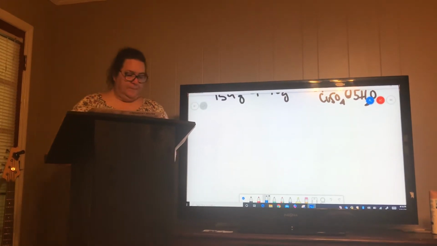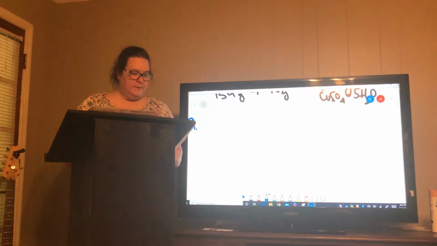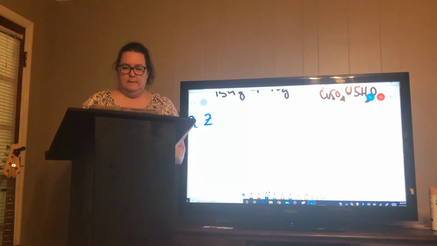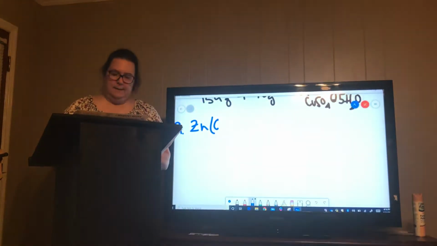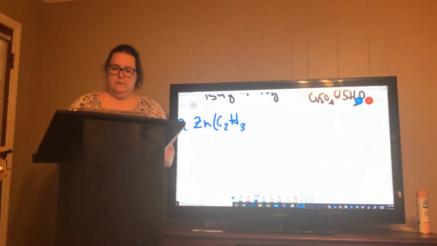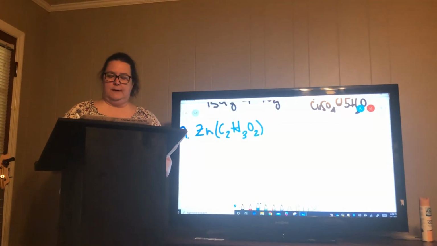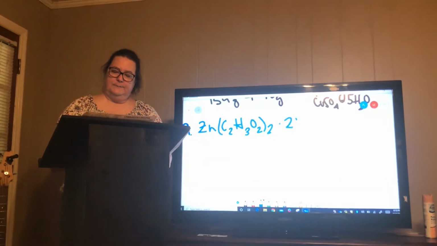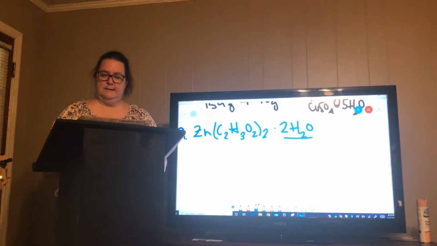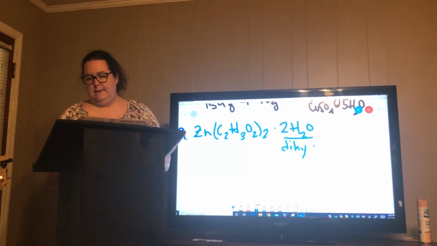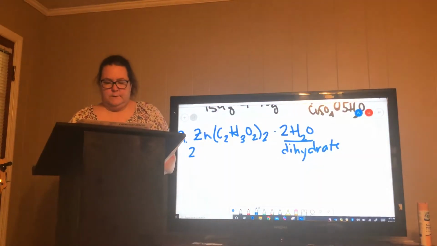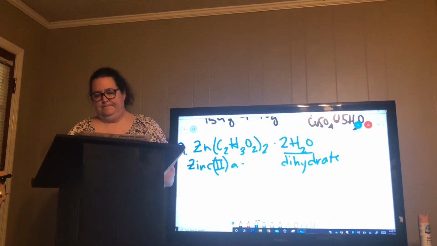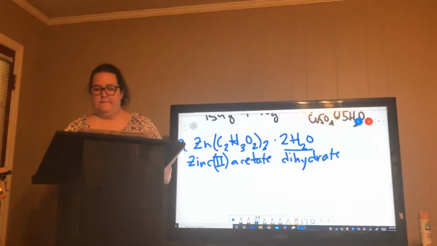Do it in blue this time. All right, the next one is number 9, and that's zinc 2 acetate dihydrate. So it's zinc, and then we have the acetate. Remember acetate's -1, and this is zinc 2, so I have to have 2 of those, and dihydrate. Okay, this is dihydrate. And then this, of course, is zinc 2 acetate.